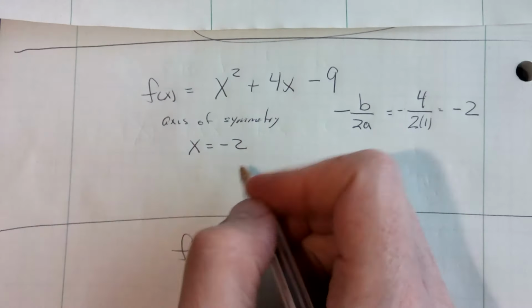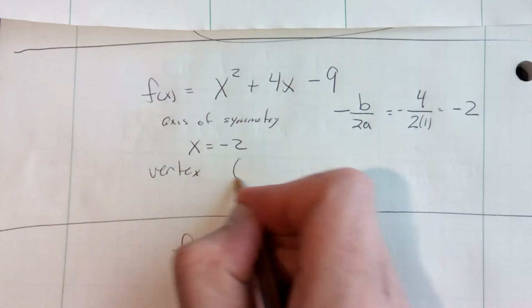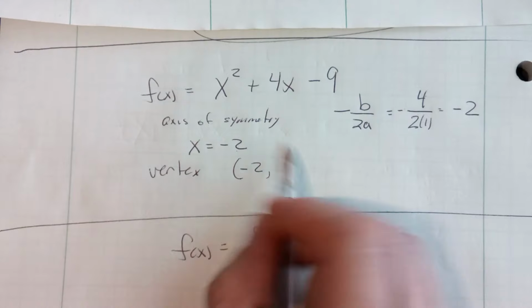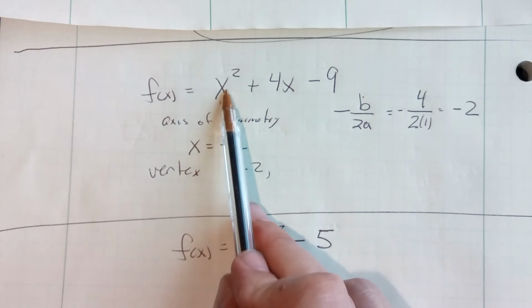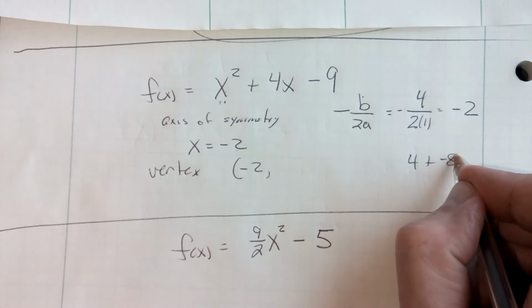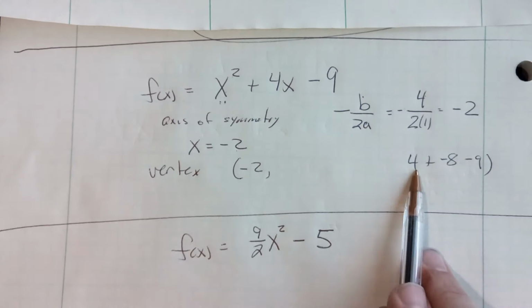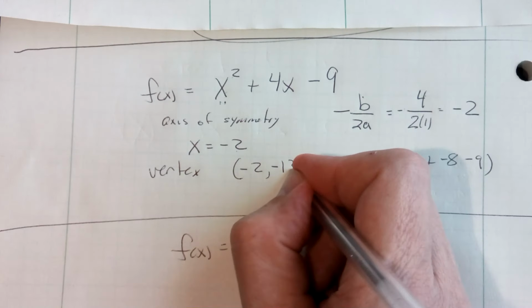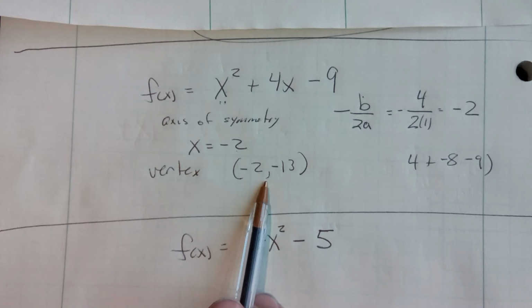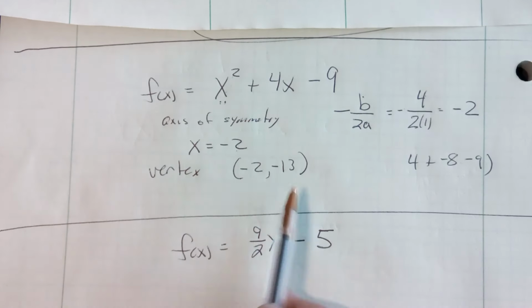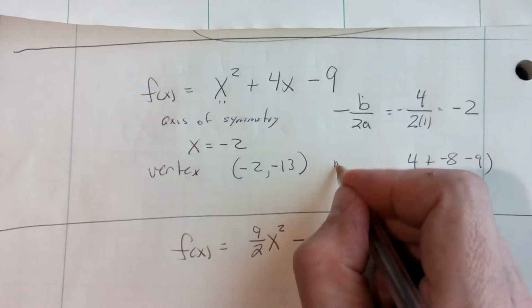Now, to find the vertex, the vertex has that x value of -2 on the line of symmetry, but now I just have to plug that back into the original equation. So -2 squared would be 4, plus 4 times -2 would be -8, minus 9, and I would get 4 minus 8 is -4, -4 minus 9 more is -13. There would be the vertex. Now, if it asks for the maximum value or the minimum value, it would be a minimum because x squared is positive, it's opened upwards. The minimum value would be this -13. So you'd say the minimum is -13.